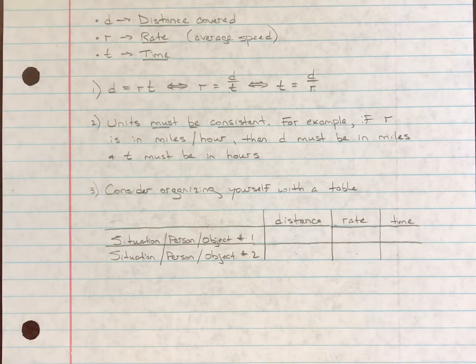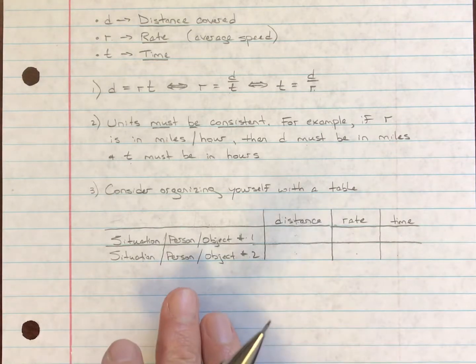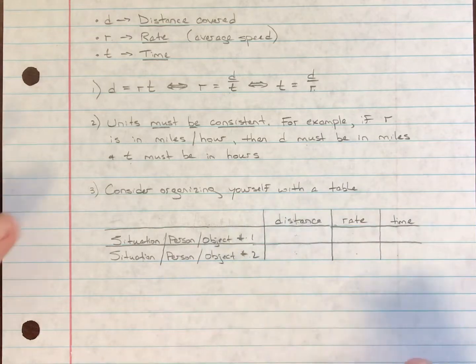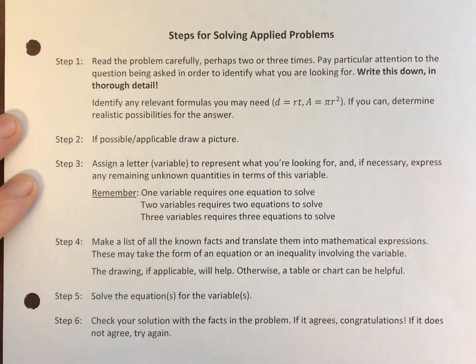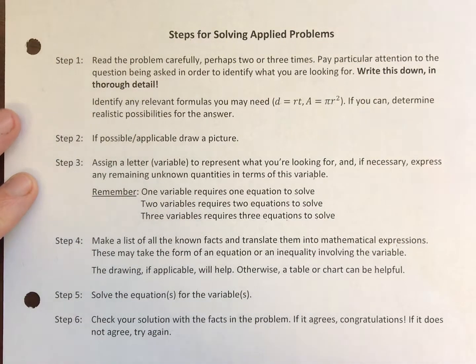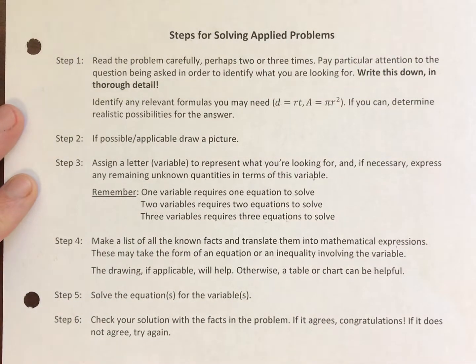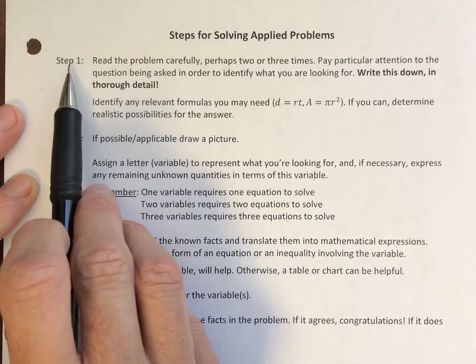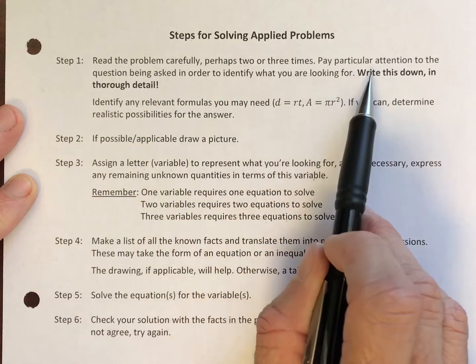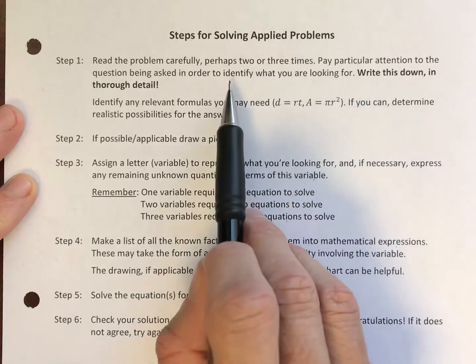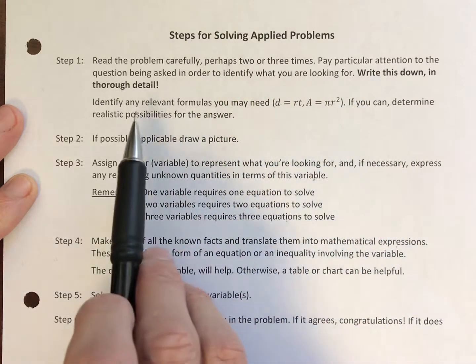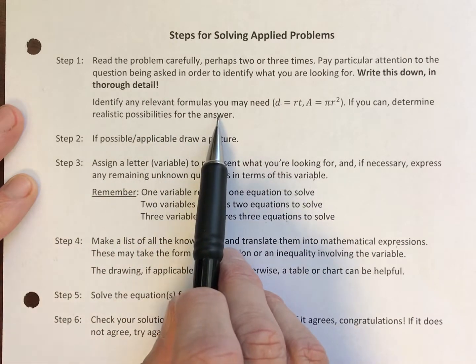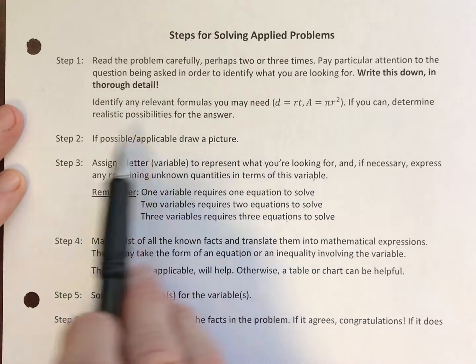Okay, I'm going to do 3 examples here. They're all a little bit different. Before we do that, though, let's remember, and I'll just put this up here briefly, the problem-solving format that we've been working with. Step 1: read carefully, noting exactly what you're looking for, identifying relevant formulas you may need, and maybe thinking about realistic possibilities for the answer.